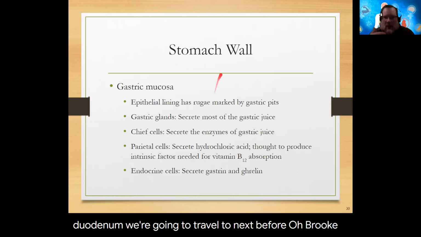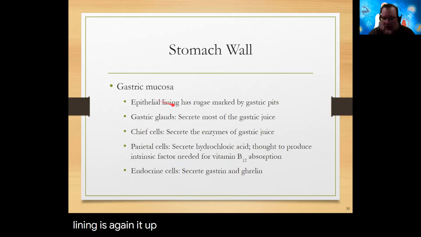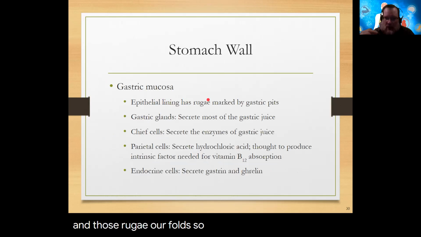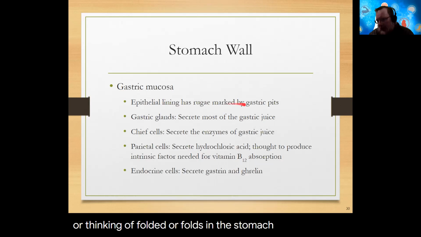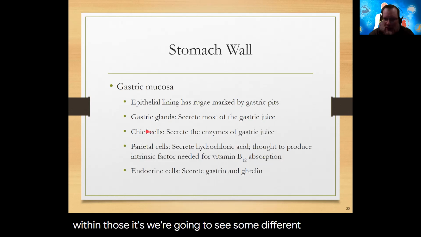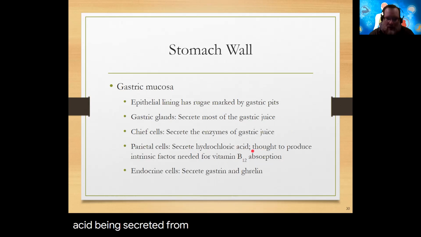Real quickly, I did want to mention the stomach wall or stomach lining is, again, epithelial in nature, and it has those rugae. And those rugae are folds. So when you see the term rugae, you're thinking of folds in the stomach lining. There are going to be little pits or crypts called gastric pits. And within those pits, we're going to see some different types of cells. We're going to see chief cells and parietal cells. That's where we're going to find some of the enzymatic production and release. We're also going to see hydrochloric acid being secreted from the parietal cells.